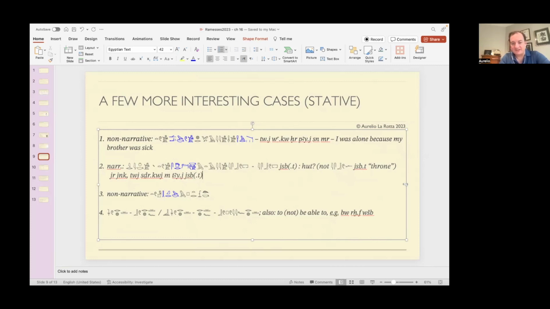This one I had difficulties finding. Never thinks it means hut. It makes sense in context. It's from a bigger sentence, of course. There is a word isbet throne. That's clearly not what it is. But yeah, I had a bit of trouble finding the word anywhere else.